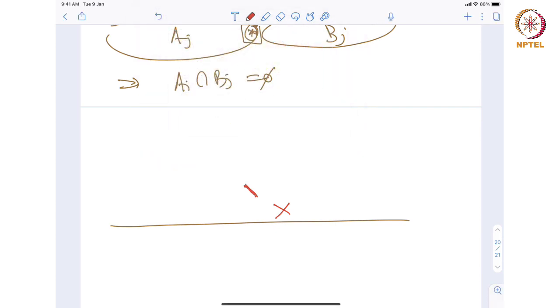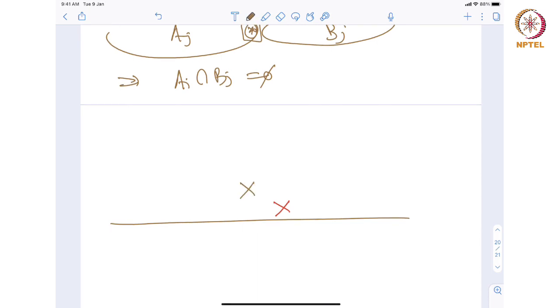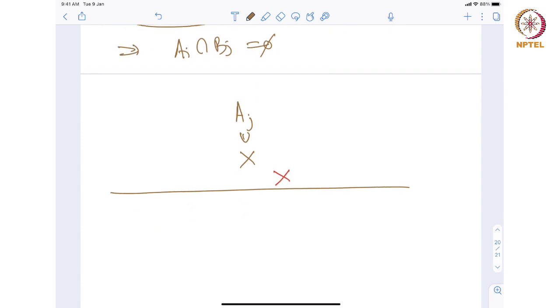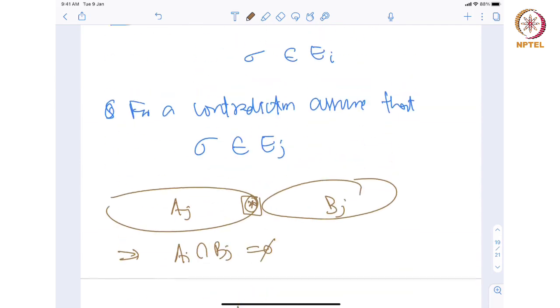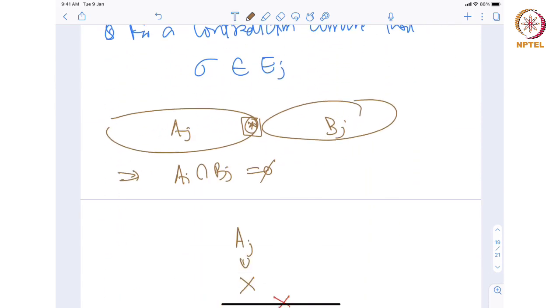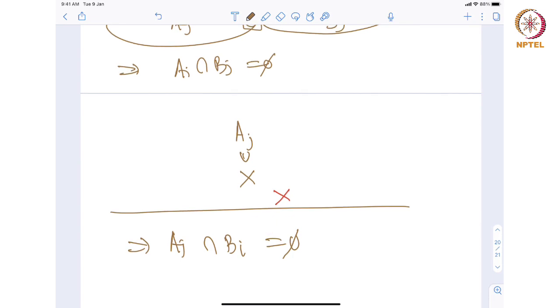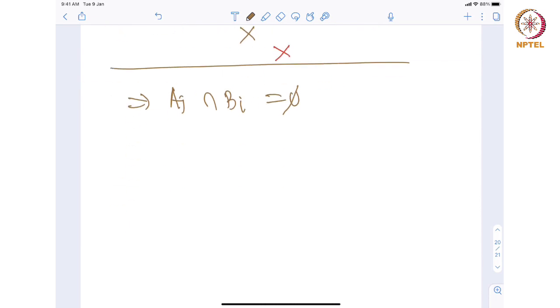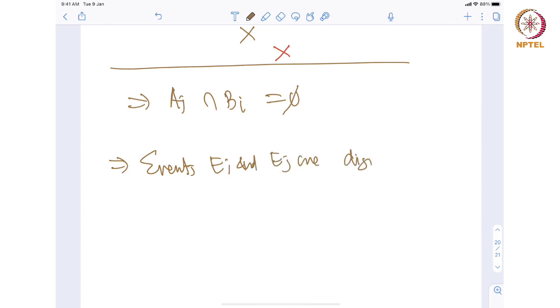Let's say somewhere here. So this is an element of aj. But if this happens, then what is the intersection of? If this happens, that will imply that aj intersection bi is empty. So if the brown cross occurs after the last red cross, then we can say that ai intersection bj is empty. But if aj occurs before the last red cross, then we can say aj intersection bi is empty. But in both cases we get a contradiction, which implies that events ei and ej are disjoint.